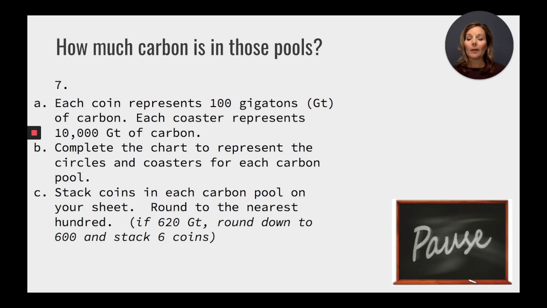I'd like you on your paper to complete the chart to represent the circles and coasters or coins and coasters for each carbon pool. Stack those on your sheet on the following page or page 3 of your handout, and I'd like you to round them to your nearest hundred. So for example, if I had 620 gigatons, I'd round down to 600 and stack six coins to be representative of that. So pause the video now, finish your chart under 7B, and then we're going to look at the answers before you actually go to create your model.